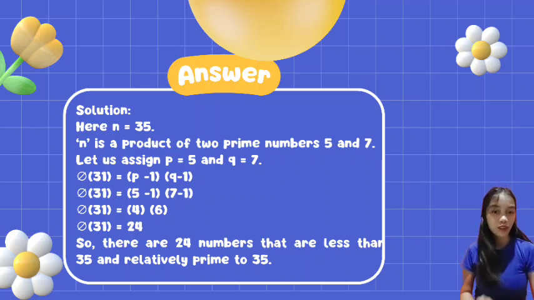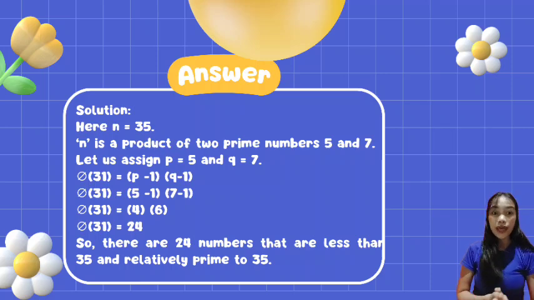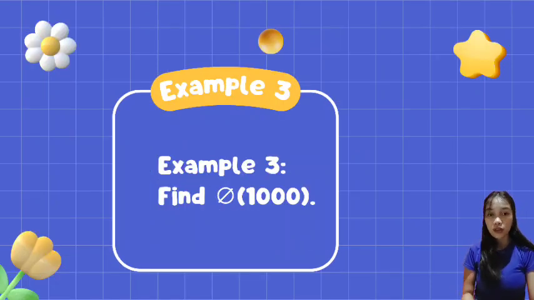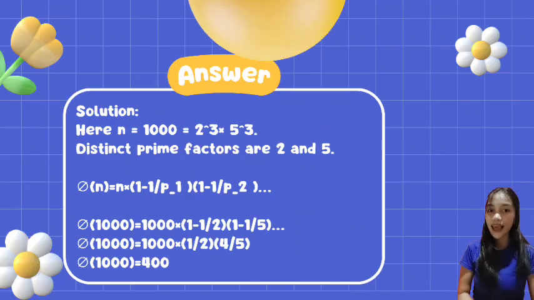I believe that you all understood because you are smart students. Wait, there's more. We still have example number 3. And for example number 3, we have phi of 1,000. Oh, that is a very big number. First, we are going to identify what is n.